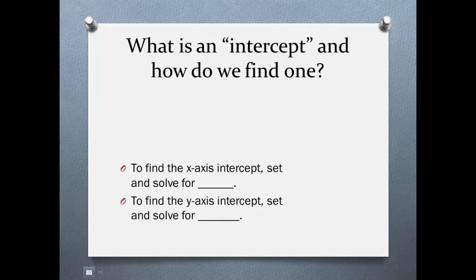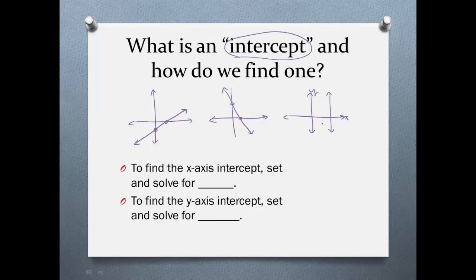Now, what is an intercept and how do we find one? When we're graphing lines, sometimes they go uphill from left to right, sometimes they go downhill from left to right, sometimes they're vertical. No matter what direction your line is going, sometimes they cross the axes. And when they cross the axes, that's what we call an intercept. Not "sect" with a C, but "sept" with a P. So x-axis intercepts are where any graph crosses the x-axis, and y-axis intercepts are any places that your graph crosses the y-axis.